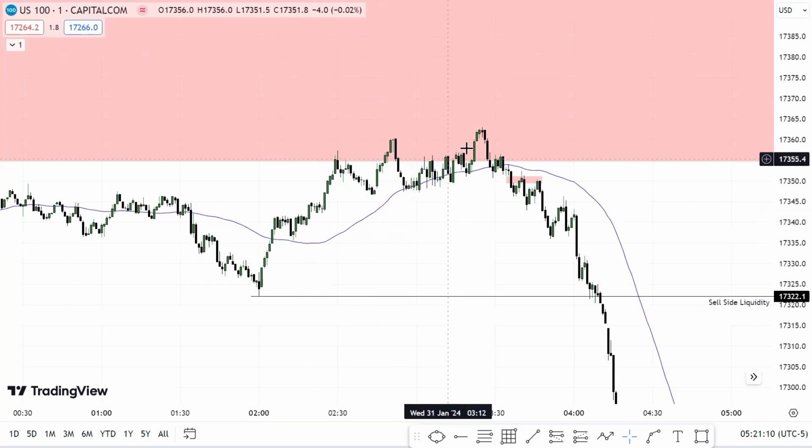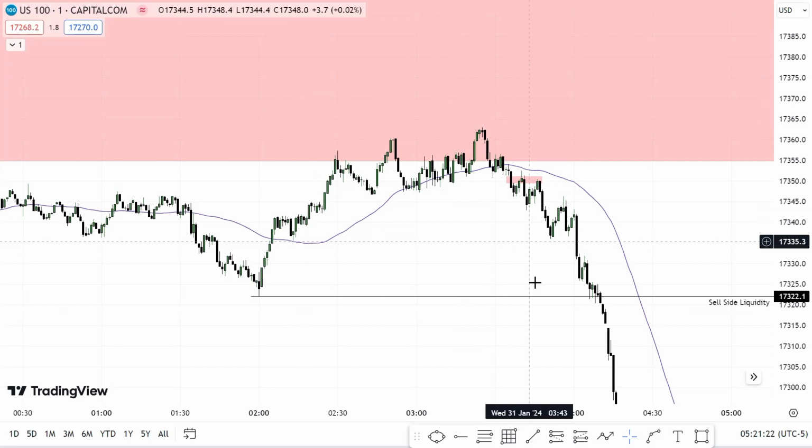If we get close to that 1 hour, this red shaded area here is the 1 hour fair value gap. We are looking very closely if we get to that red shaded area, so we can look for some kind of displacement to the downside, and we get a fair value gap, so we can use for our entry.